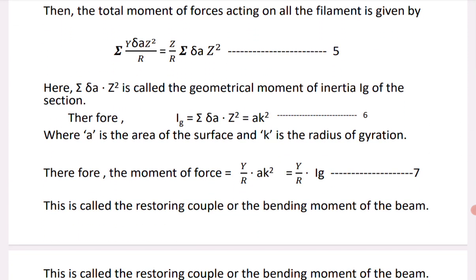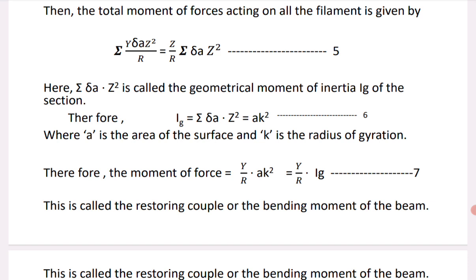So the total moment of forces acting on all the filaments is given by the summation of the above equation 4. That means sigma Y delta A Z square by R, which is equal to Y by R sigma delta A into Z square, where Y is Young's modulus and R is the radius of curvature, both of which are constants.